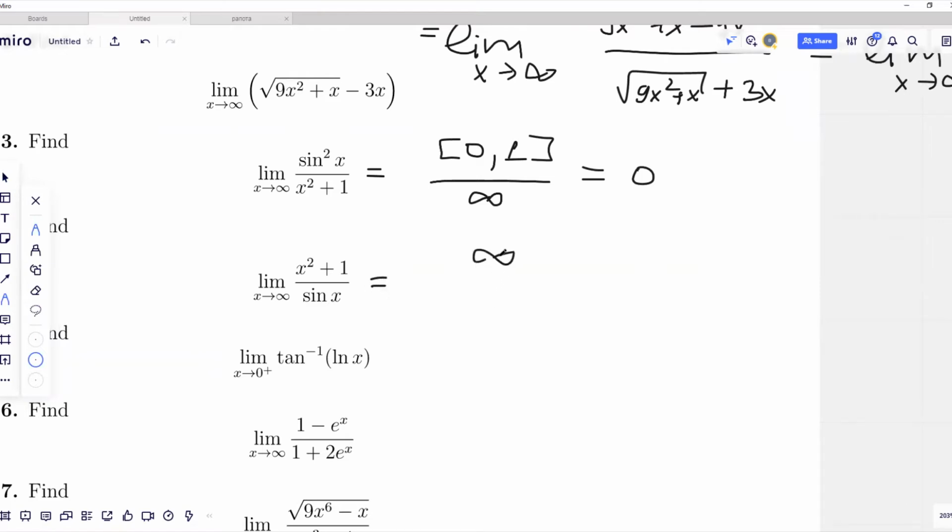Numerator goes to infinity, and denominator sine of x is going to oscillate between minus 1 and 1. So since we don't know, obviously we are going to end up with plus or minus infinity. So the values of this function will oscillate between plus and minus infinity, but we don't know the sign of it, so this limit doesn't exist.